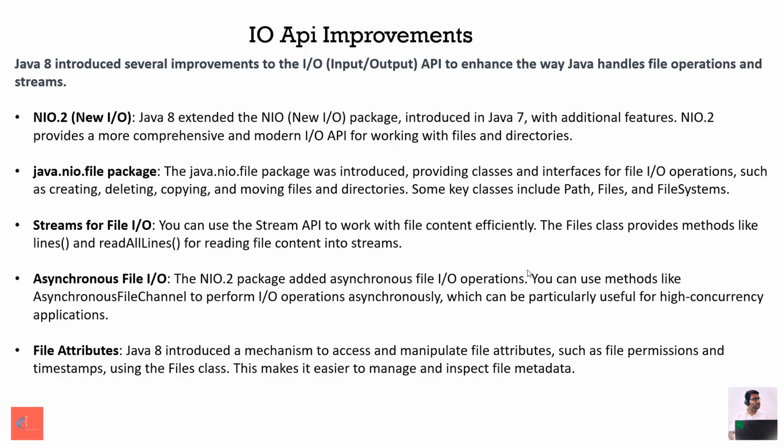Now in Java 8, the Files class provides methods like lines and readAllLines for reading file content into a stream. The NIO.2 package added asynchronous file operations also. You can use classes like AsynchronousFileChannel to perform IO operations asynchronously, which can be particularly useful for high concurrency applications. Java 8 introduced a mechanism to access and manipulate file attributes such as file permissions and timestamps using the Files class. This makes it easier to manage and inspect file metadata.